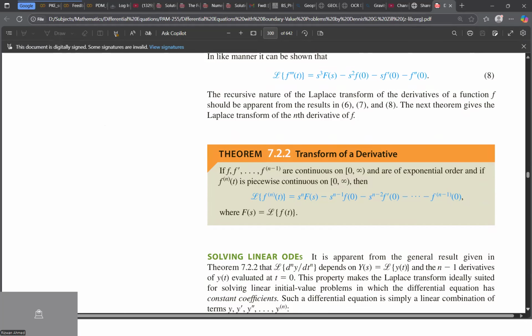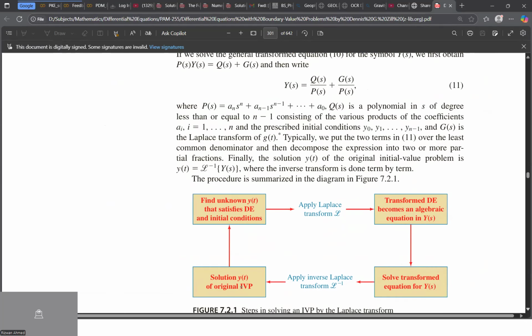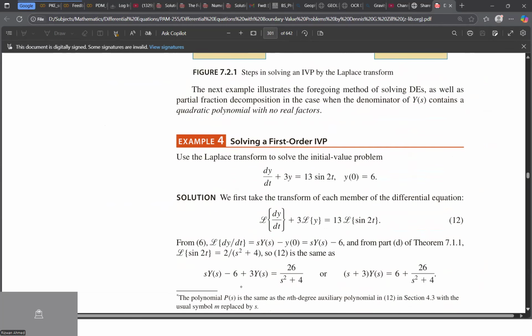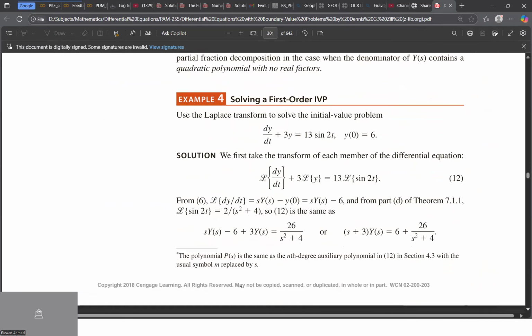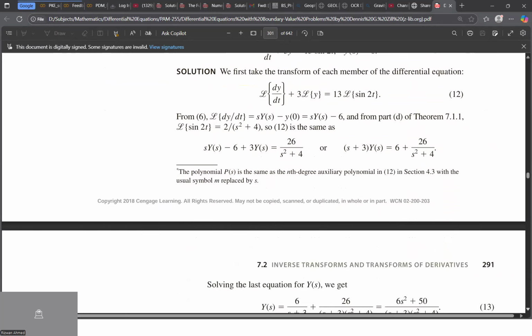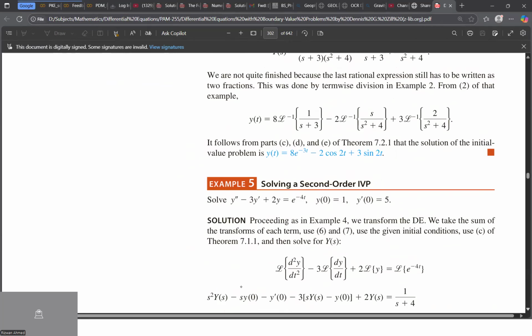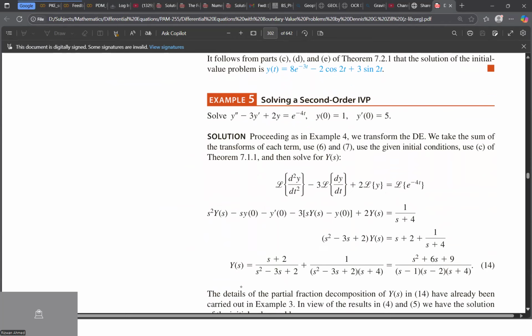The transformation of derivatives, we did that. The recipe has been shown. There is example 4, and then example 5. It's a second order differential equation. Let's attempt this one: y double prime minus 3y prime plus 2y is equal to e raised to the power minus t.